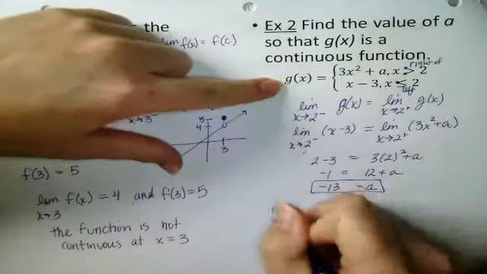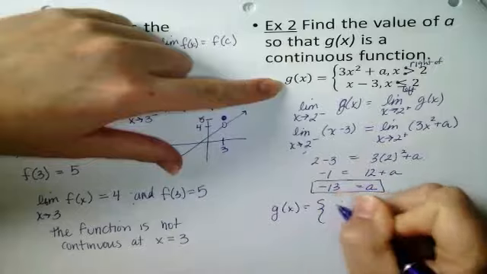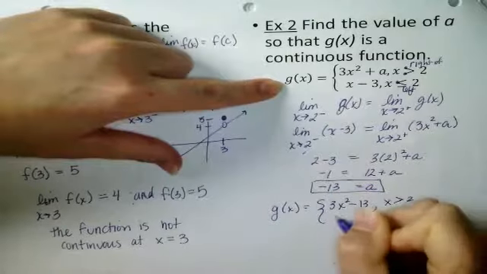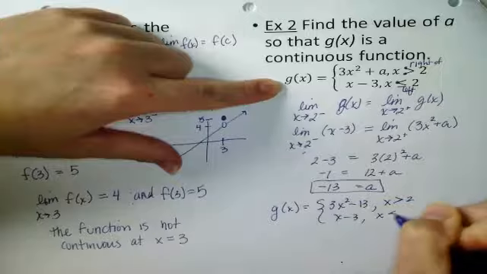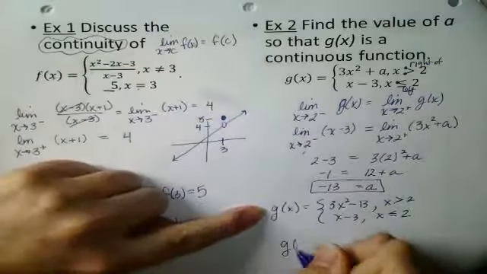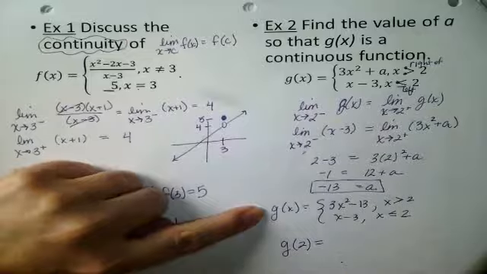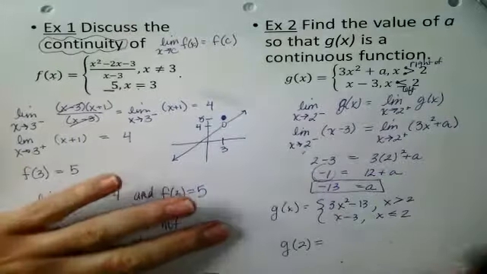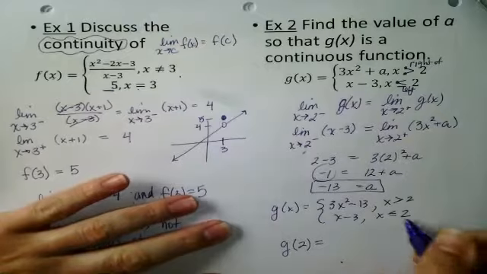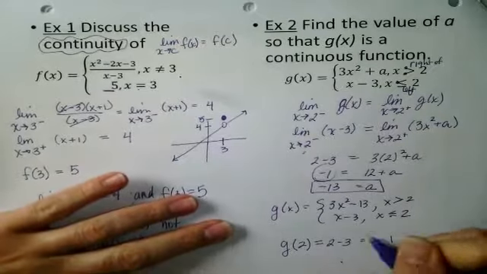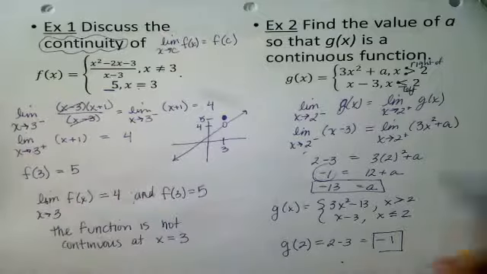So maybe we want to double check. We're going to go ahead and plug in that value. So that's 3x squared minus 13 when x is greater than 2, and x minus 3 when x is less than or equal to 2. And we want to double check. We want to make sure that g of 2 basically equals negative 1 is what it should turn out to be. So at 2, we get to plug it in. We're equal to 2 here, and that's going to be 2 minus 3, which is negative 1. All right. So our limits now will work as well.